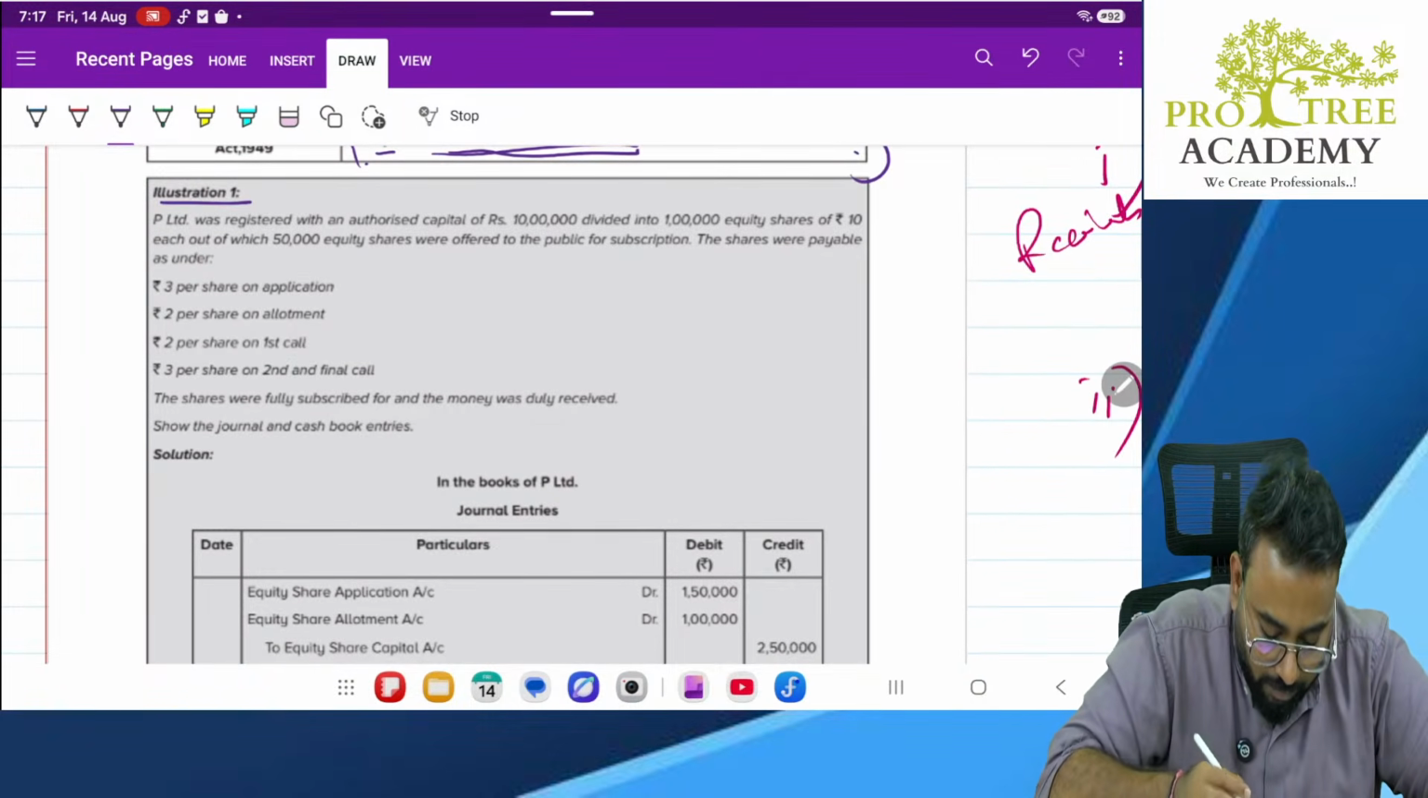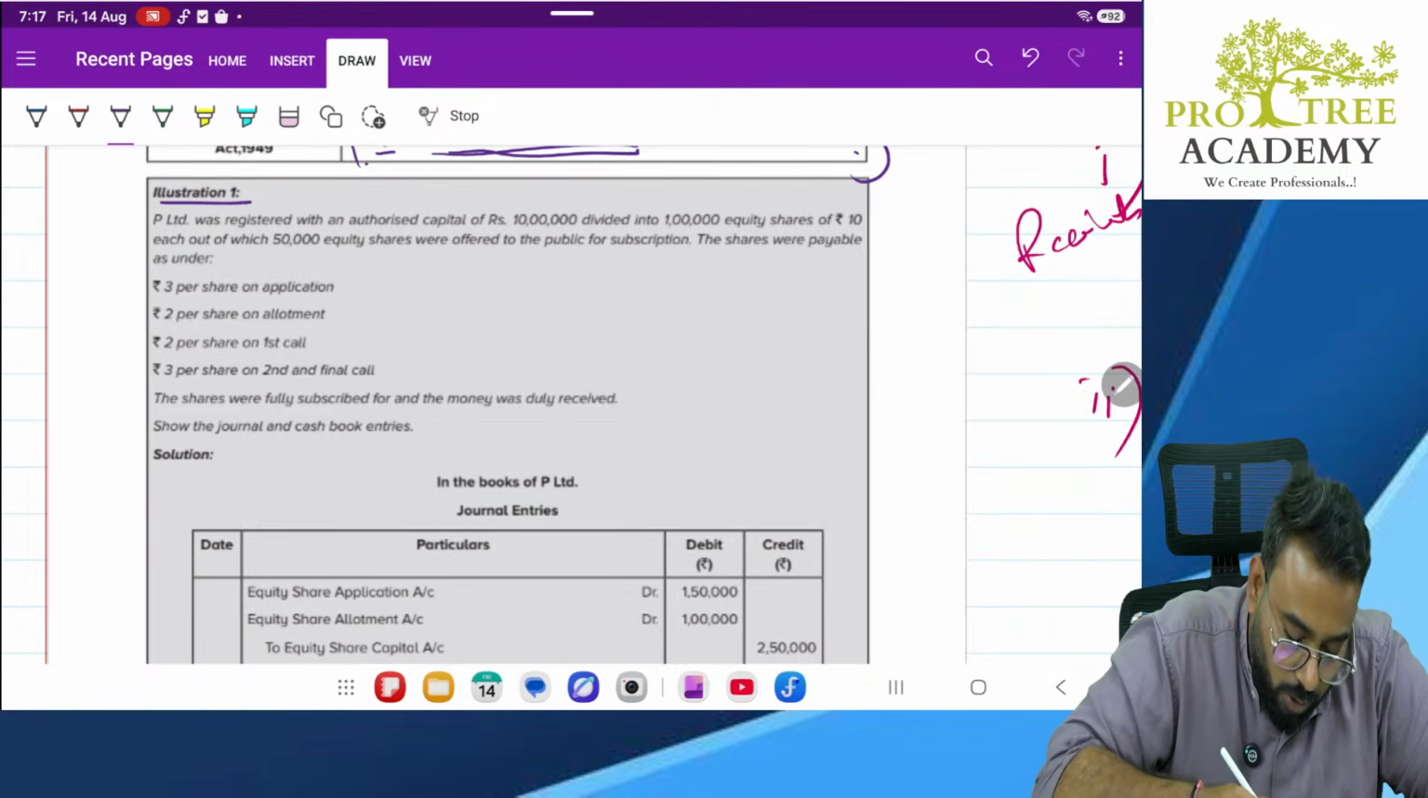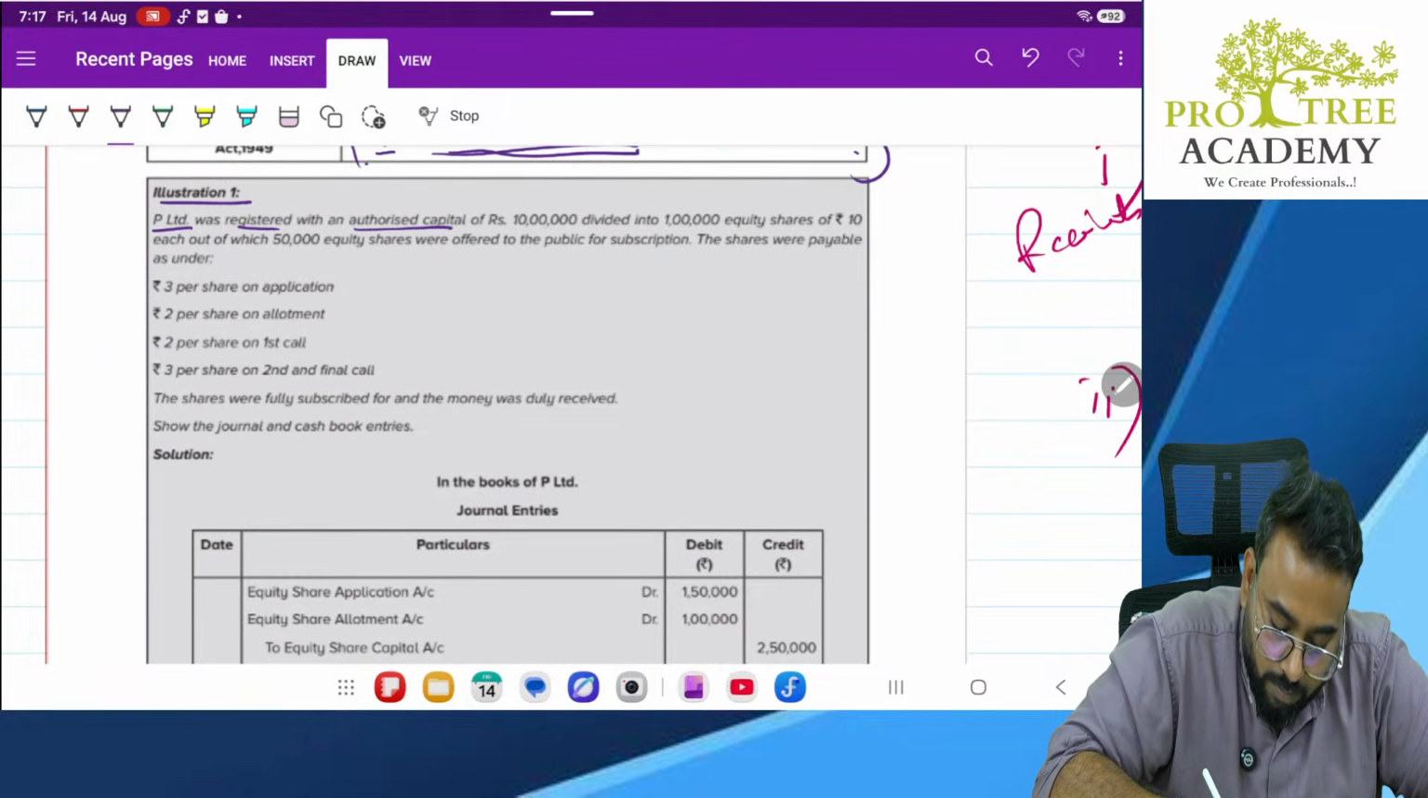Illustration number 1. P Limited was registered with an authorized capital of how much? 1 crore.